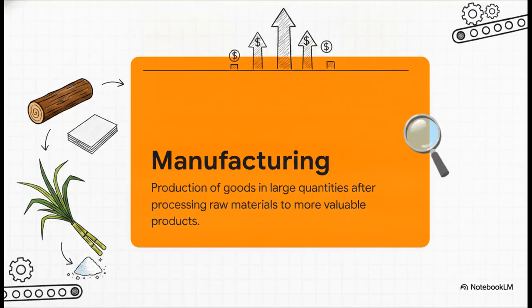Basically, manufacturing is all about transformation. It's a secondary activity. You take a raw primary material, like, say, a chunk of wood or some raw sugarcane, and you add a ton of value to it by turning it into paper or refined sugar. You aren't just moving stuff from point A to point B. You're actually making something entirely new, and usually you're doing it in massive quantities.